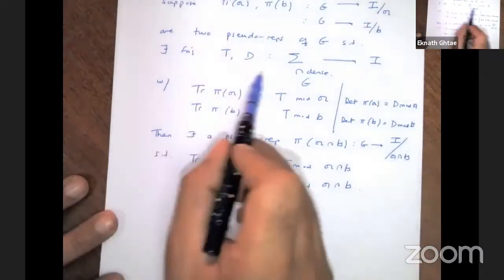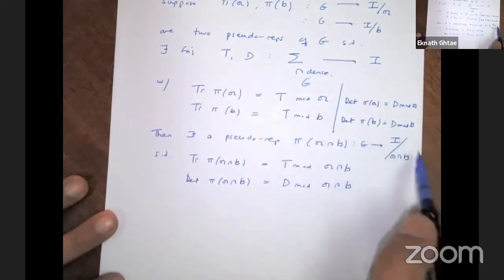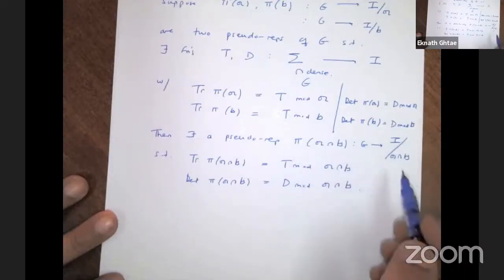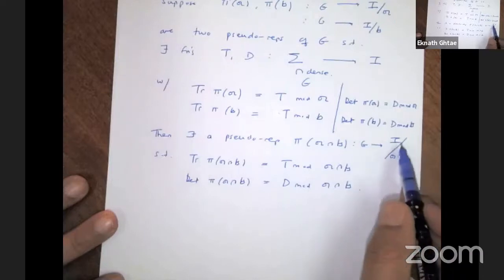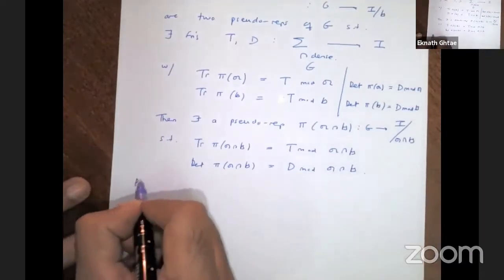So just from the T and D functions, which are I valued, you've come a little bit closer to constructing a pseudo representation that is I valued. As you intersect more and more of these ideals, this will get smaller and smaller, and you'll approach I. Okay, and so what's the proof of this?